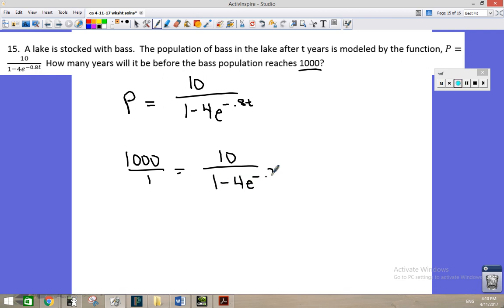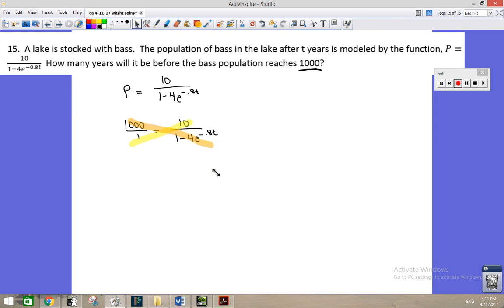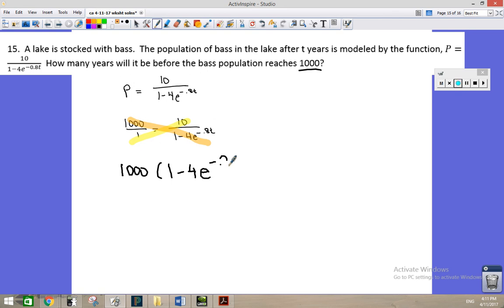Let's set this up as a proportion because experience tells me that students are pretty comfortable solving proportions using a technique called cross multiplication. So if we cross multiply, we get 1,000 times this binomial, 1 minus 4 times e to the negative 0.8t, and 10 times 1 is 10.